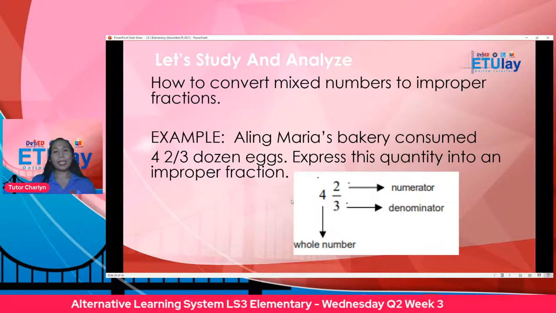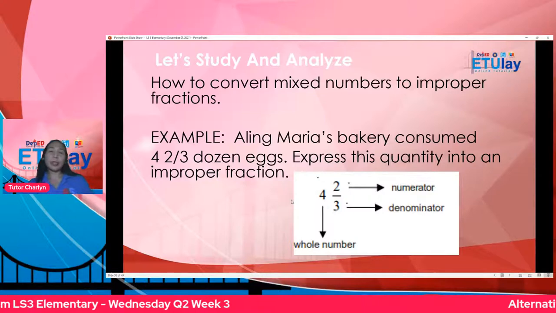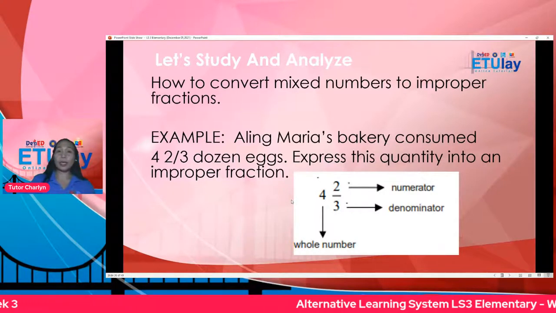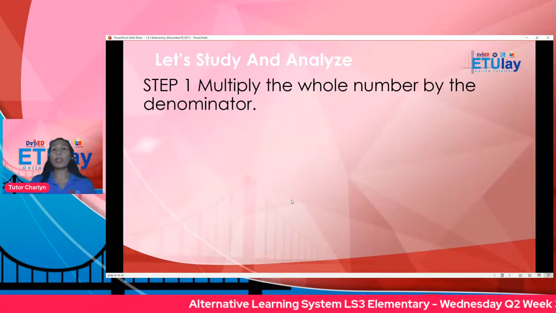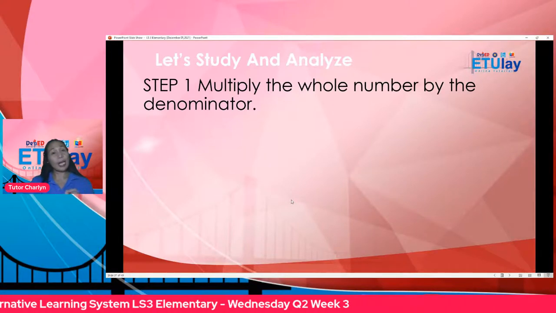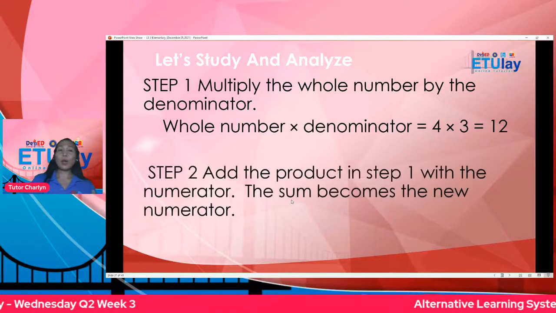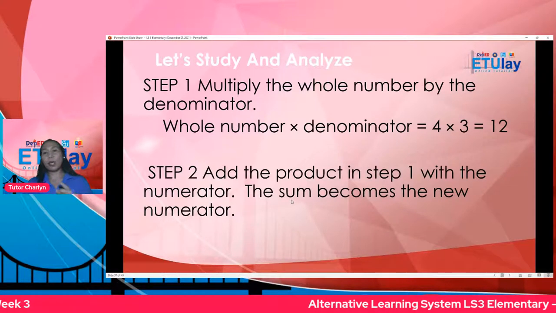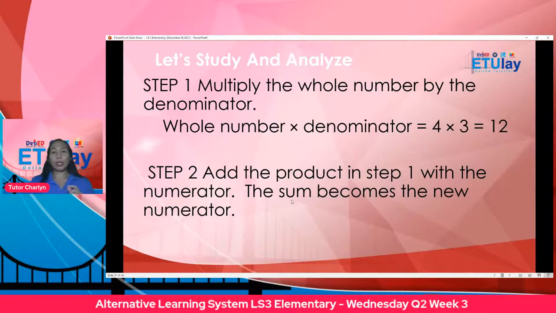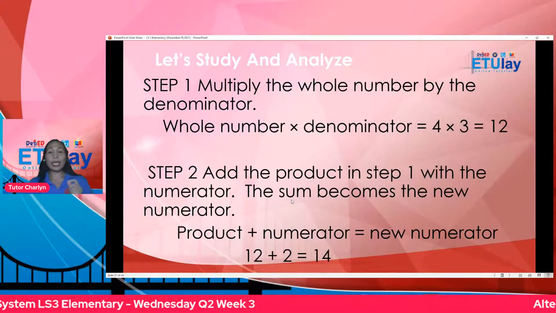Okay, yan po yung given. 4 is the whole number, 2 is the numerator, and 3 is the denominator. Paano natin siya gagawing improper fraction? Multiply the whole number by the denominator. So 4 times 3, we got 12. After that, add the product in step 1, yung 12, with the numerator. So the sum becomes the new numerator. So the product 12 plus 2, we got 14.